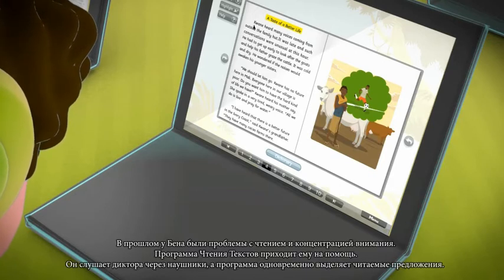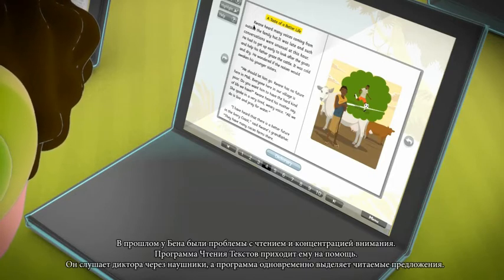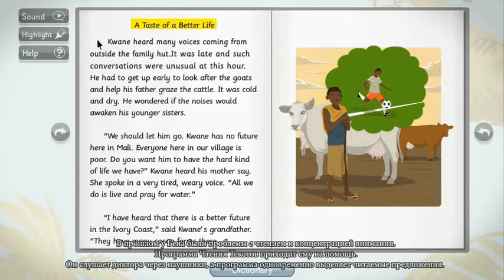In the past, Ben struggled with reading and couldn't concentrate. The text reader assists him. He hears the narration with headphones while simultaneously viewing the highlighted paragraphs.